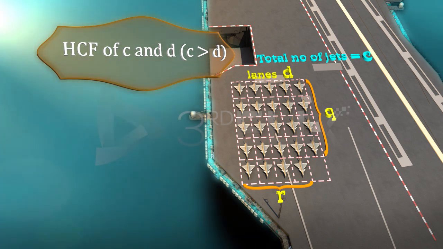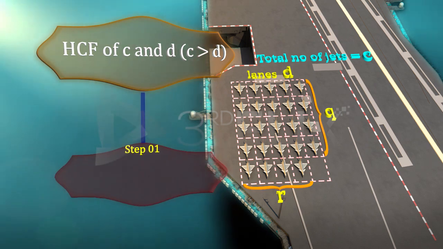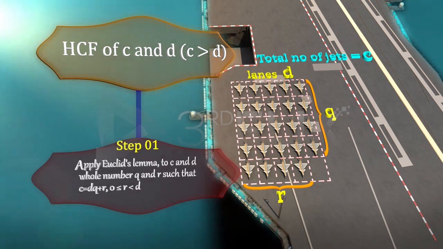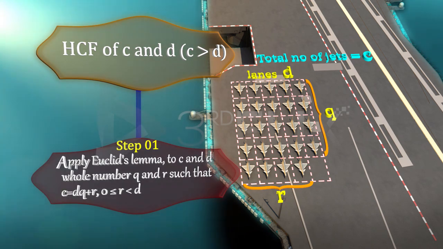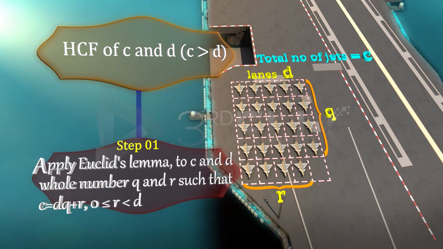Step 1. Apply Euclid's division lemma to c and d. We find whole numbers q and r such that c equals dq plus r, 0 less than or equal to r less than d.